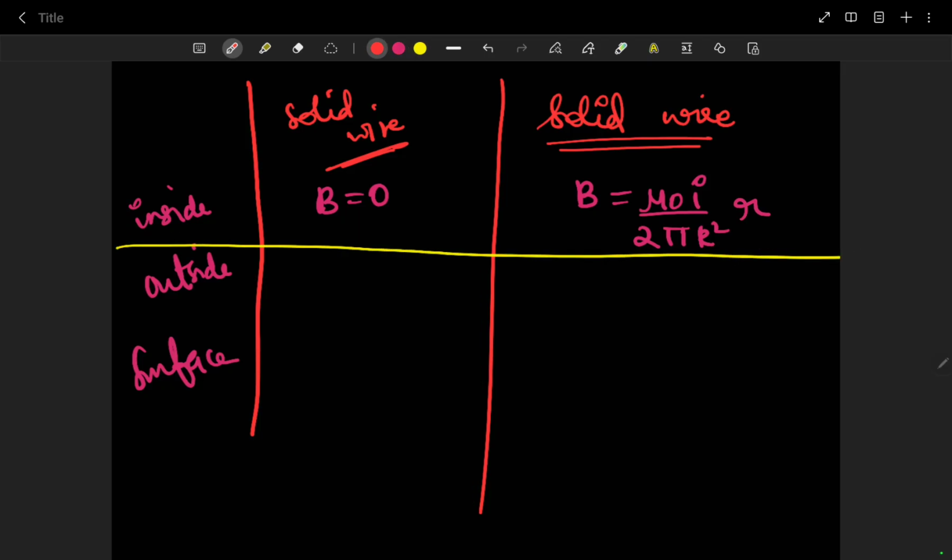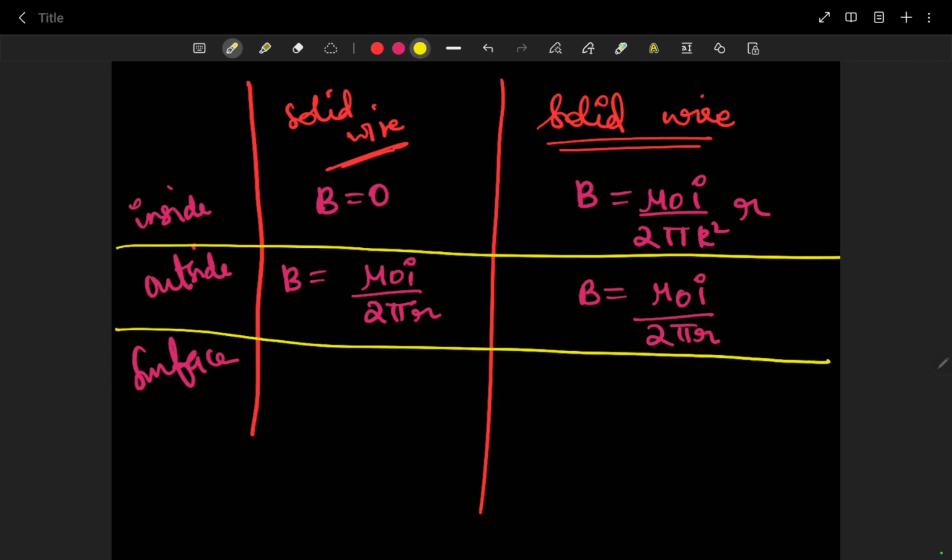The next is the outside case. For the outside case, correct me if I'm wrong, it's going to be mu naught I by 2 pi r. Here also the outside case will be the same. Let's discuss the last one, which is for the surface, and that is also the same.